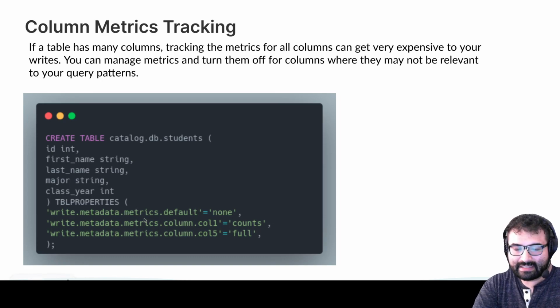So if you need to, you can customize how the metrics are tracked for each individual column through a pattern like this. So here I'm saying, by default, don't track the metadata for a particular column. For column 1, I want you to track the counts. So it'll track the number of records, number of unique values, things like that. And then when I do full metrics, it'll also capture the range of values and a few other things, and that will be included in the metadata, so engines can use it for planning purposes if it's there.